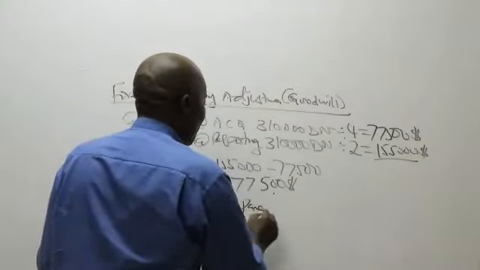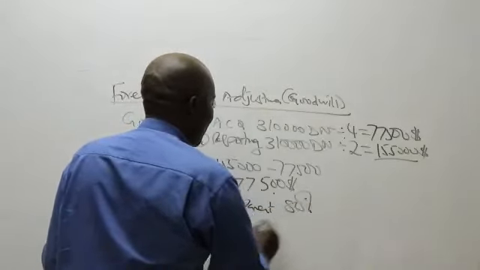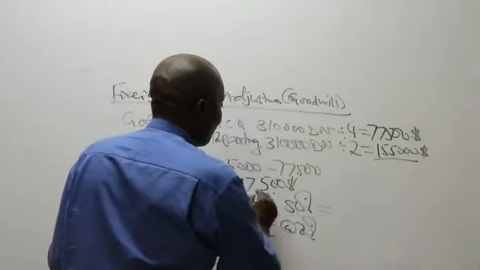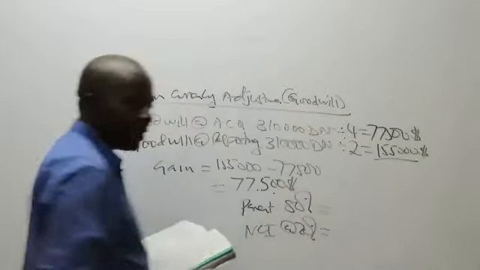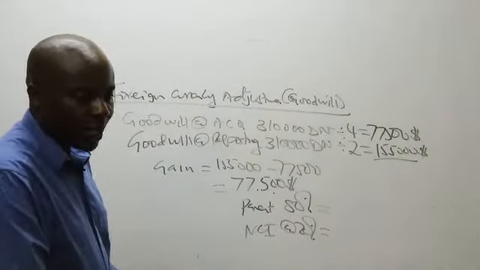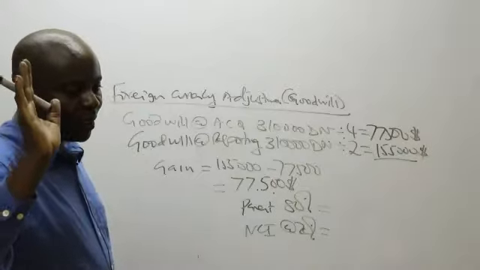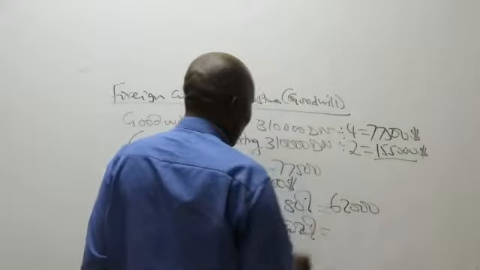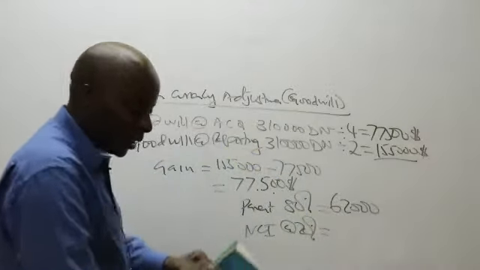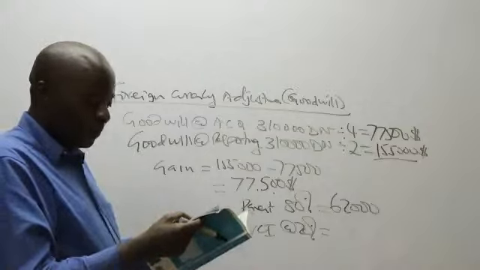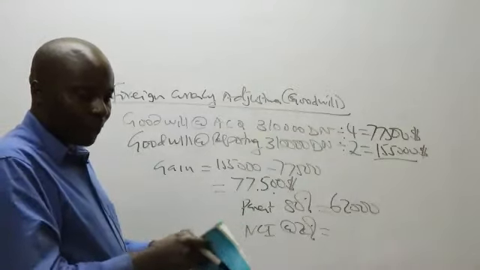Parent will be 80%. NCI will be 20%. I'm almost home. So 80% of this, 20%. Please give me these figures. Trust you me, Numero tells me it is 62,000. How about NCI? 15,500.